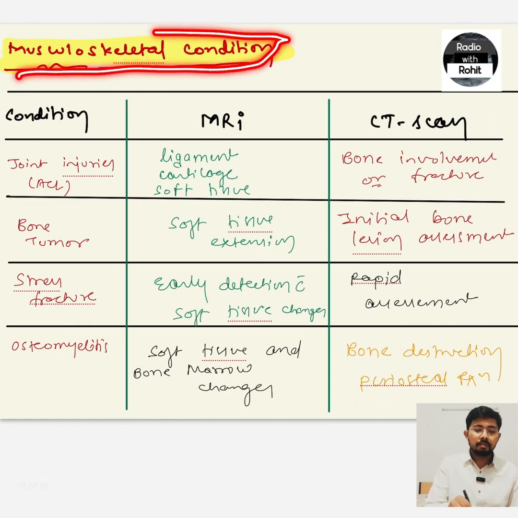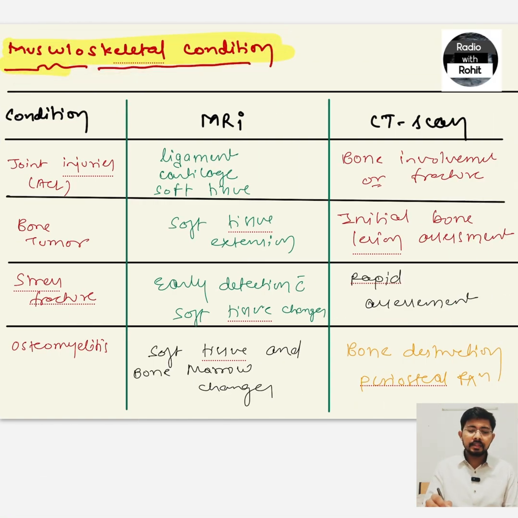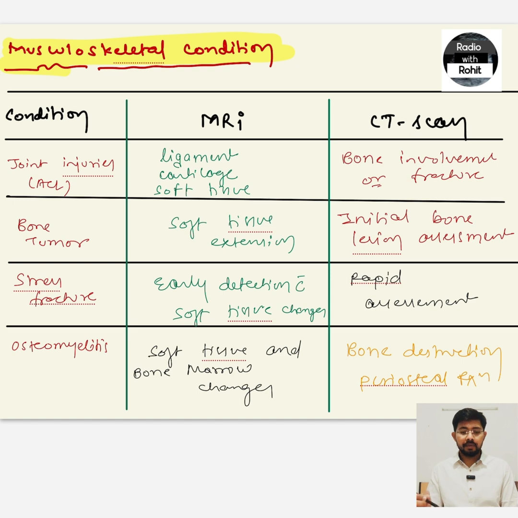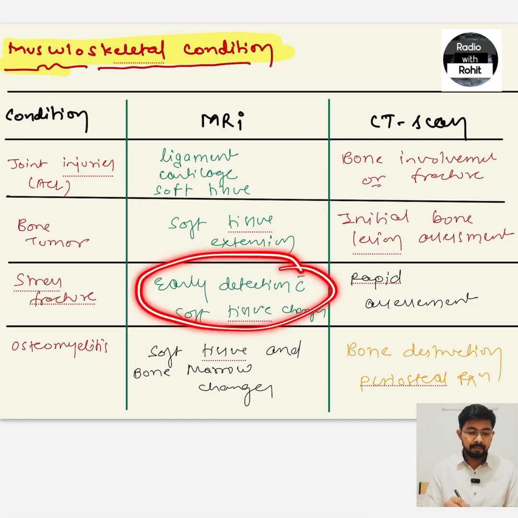Here we have the MSK, or musculoskeletal system. In MSK, for joint injury like ACL, PCL injury suspected after a sports injury or twisting injury, we will advise the patient to go for MRI for ligament, cartilage or soft tissue, while CT scan in these cases has a limited role in bone involvement or any fracture. In bone tumor, the soft tissue extension will be better appreciated on MRI, while initial bone lesion assessment will be better on the CT scan. Stress fracture, for rapid assessment we will go with the CT scan again, but for early detection and soft tissue involvement we will use the MRI.